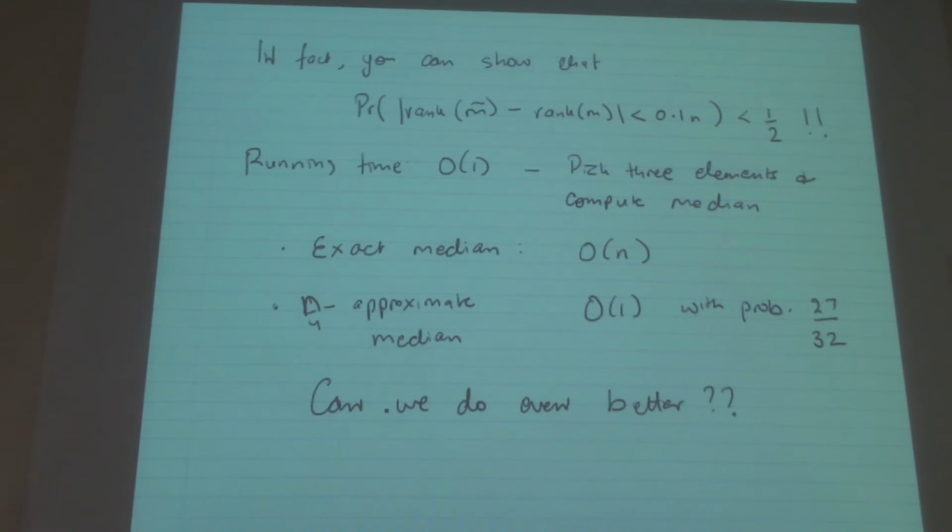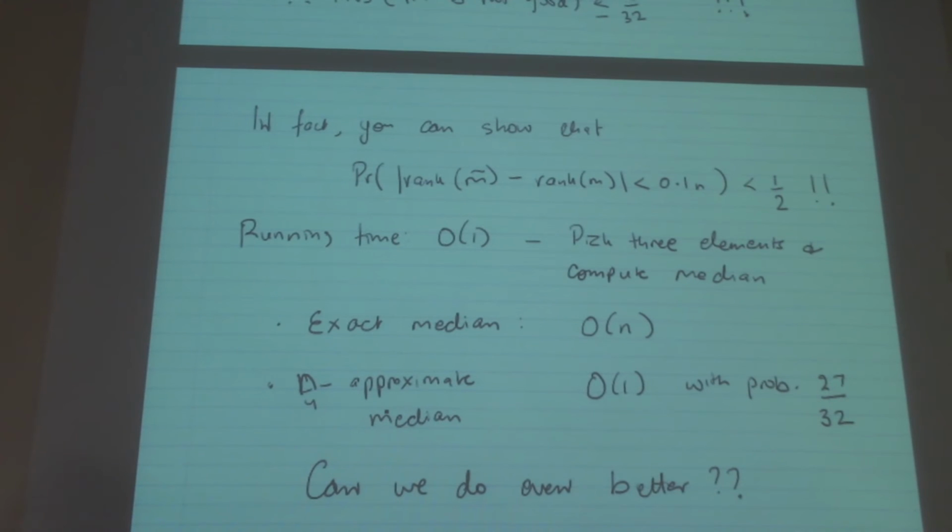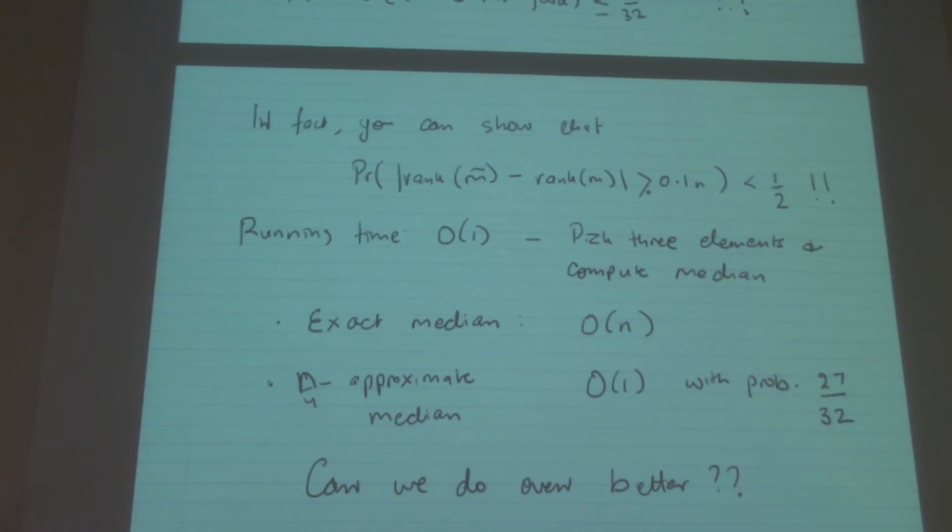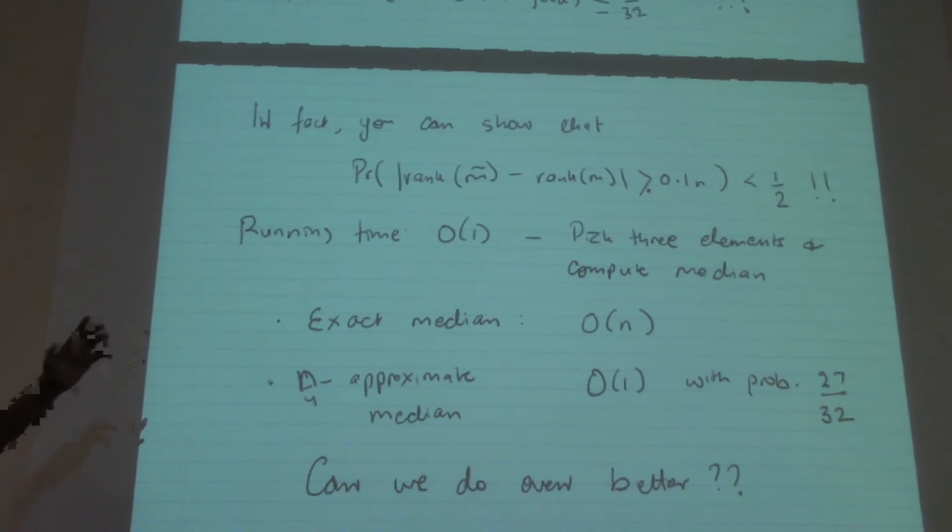But this is what I can actually show: that the probability that the rank is less than 0.1 n. Oh, sorry, that's not right. Let me fix that. That the probability that the answer I get is more than 0.1 n away from the true answer is less than half. Which is another trade-off, right? So there's one probability of getting within n/4, which is very high. If I want to say, well, what's the probability I get a lot closer? Of course, the probability goes down, but it still stays.